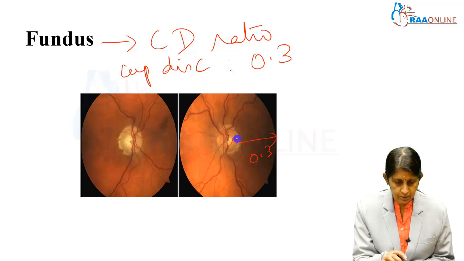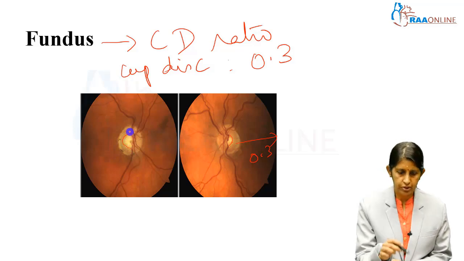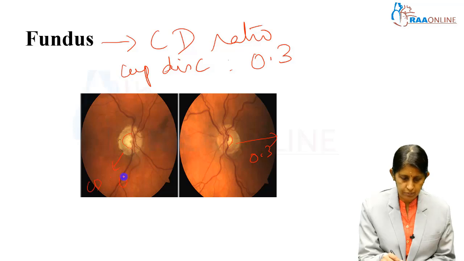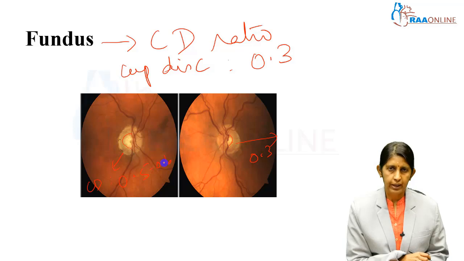Whereas in this patient, you can see that here also the media is clear, the disc margins are well defined, but the cup disc ratio is slightly increased. So this cup disc ratio is probably about 0.5 to 0.6. Now this is the first thing we have to look for. Next, you also have to look for other features in the cup.